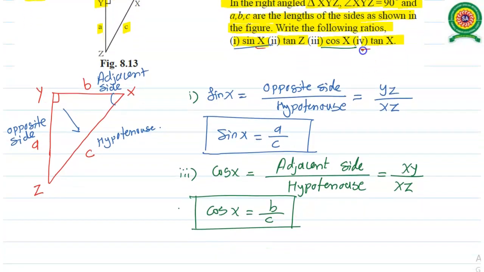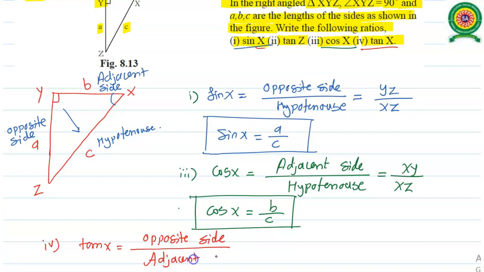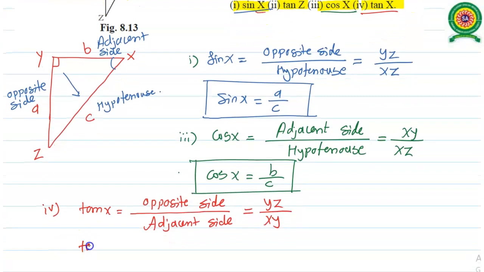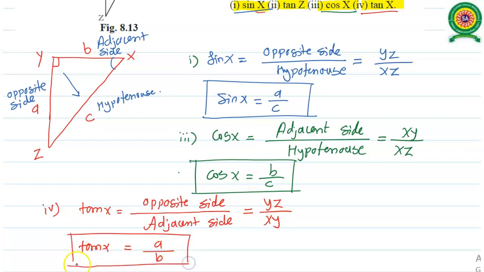Now look at the fourth sub question. We have to evaluate tan x. So for the tangent of angle x, basic formulation, we have opposite side to that of adjacent side. So look at the given triangle. With respect to angle x, we have opposite side is YZ and the adjacent side is XY. So try to replace by their value. We are getting tan of x equals YZ value, we have a, XY value we have b. So tan x is equal to a divided by b.